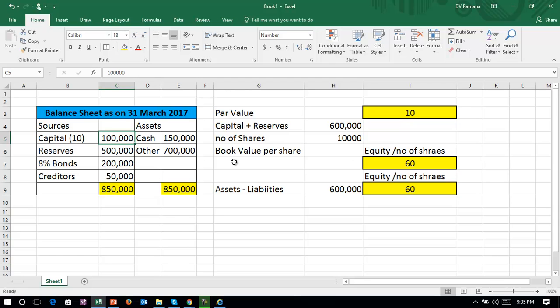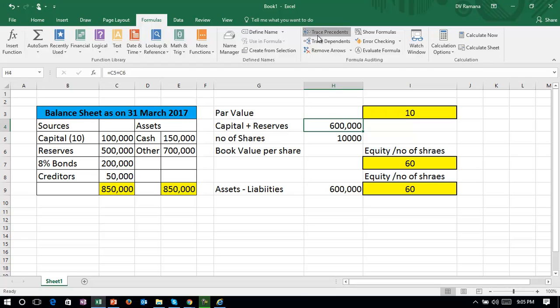The book value per share is the equity, capital plus reserves, or assets minus liabilities. Either way we can find the equity. Divided by the number of shares will give us the book value per share. So book value is not directly visible on the balance sheet, but can be determined. Market value is not at all visible on the balance sheet. What is seen is the face value, and book value can be determined.